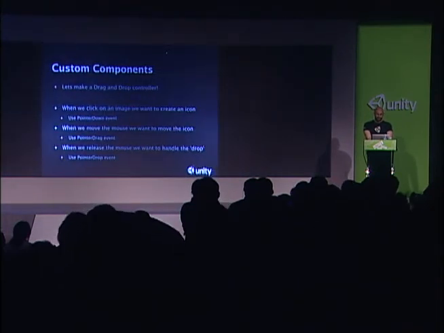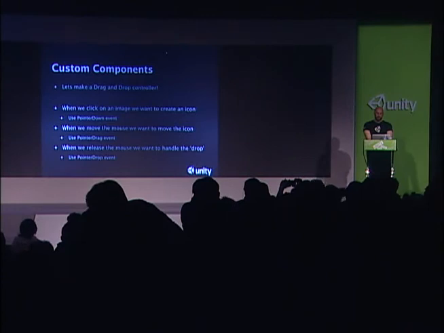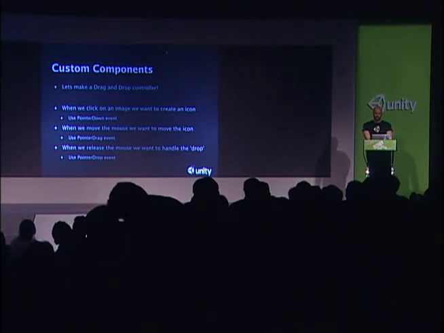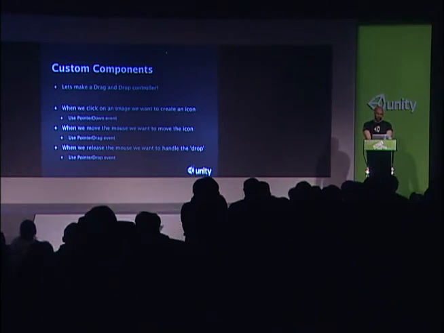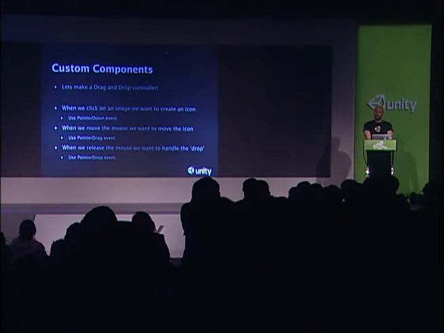The first thing we want to do is, when we click on the smile face on the left, create an icon. The event system sends an event called onPointerDown. We can use this event to generate this item. When we move the mouse or the cursor, we also want to move the icon. The event system sends a nice event to us called pointerDrag. We can use this event to modify where the icon is located on the screen. And when we release the mouse, we want to handle the drop.